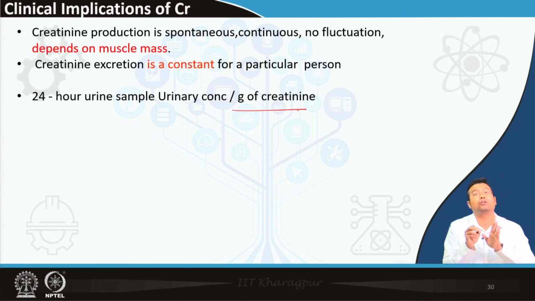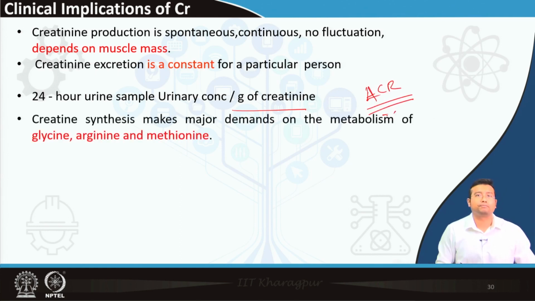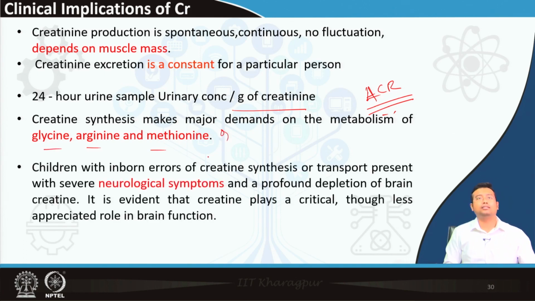So, it is also used to normalize the excretion of multiple other excretory products like albumin. So, albumin creatinine ratio is a very important indicator of renal function. So, as you have understood by now, creatine synthesis demands the major supply of glycine, arginine and methionine, I told you, MCQ.